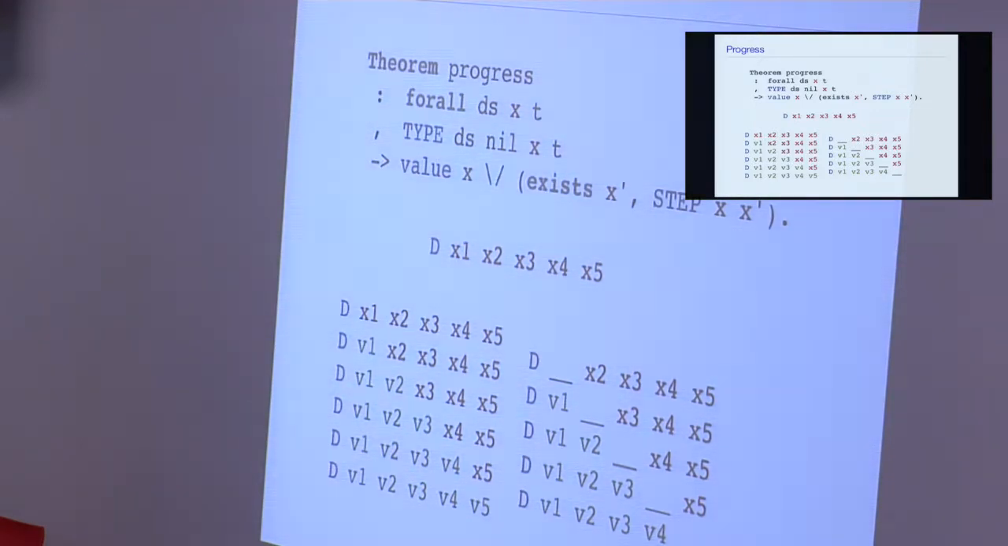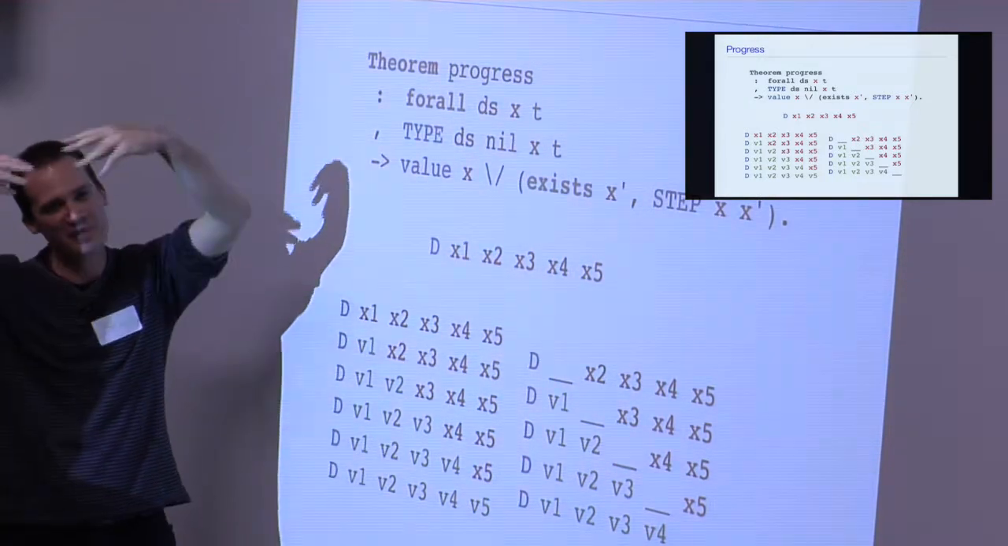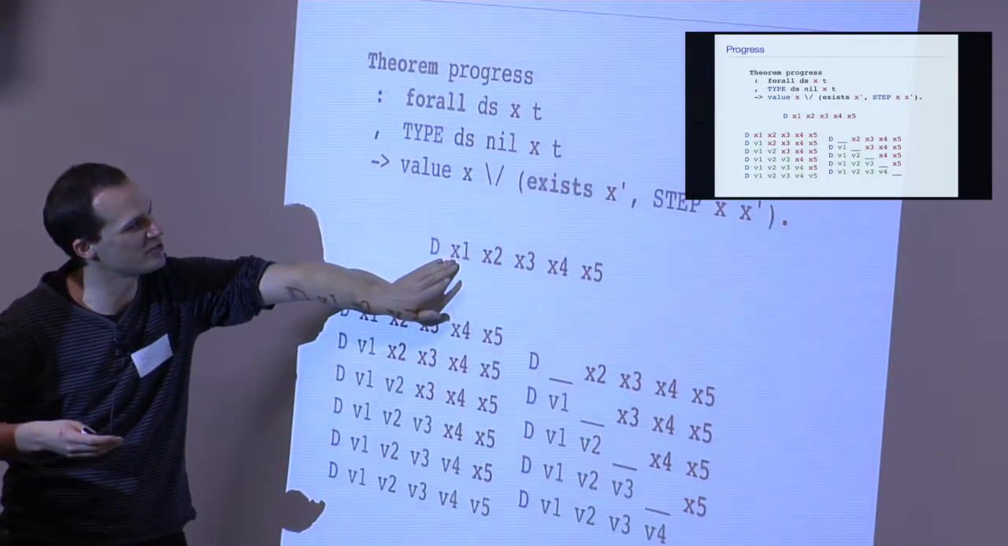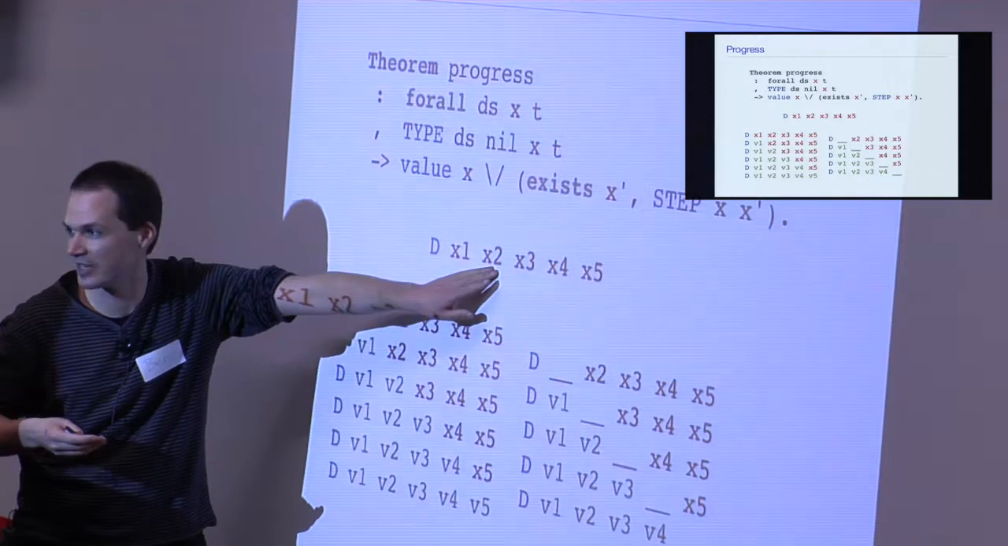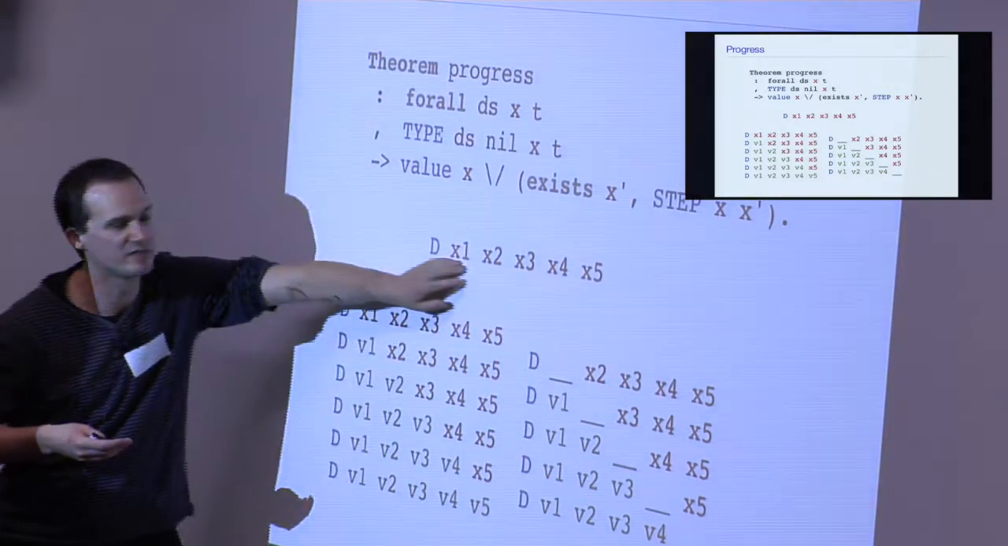And then remember we're doing proof by induction. I mean, all proof is by induction, right? So the induction hypothesis is that for every one of these expressions, either the expression is a value or it can take a step. That's the induction hypothesis we get for all of these.